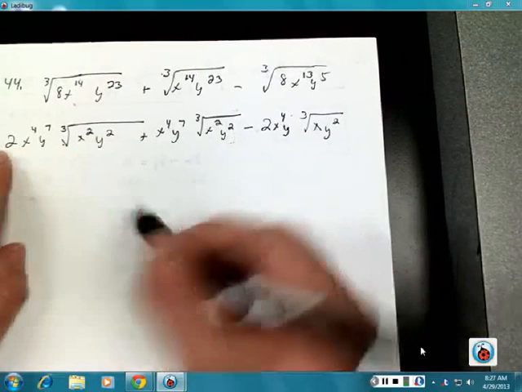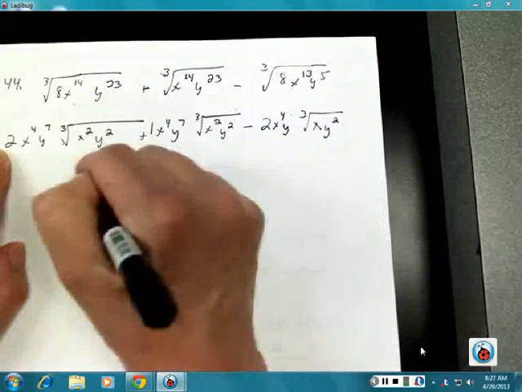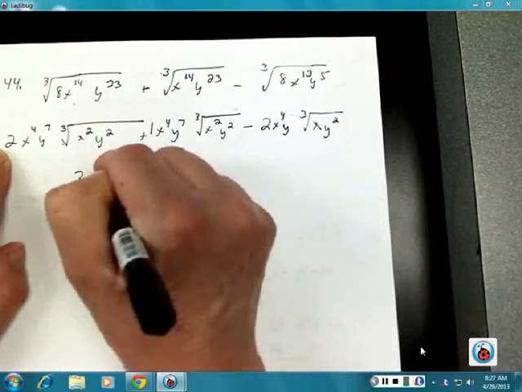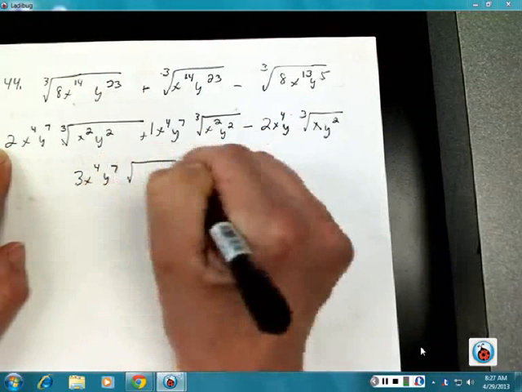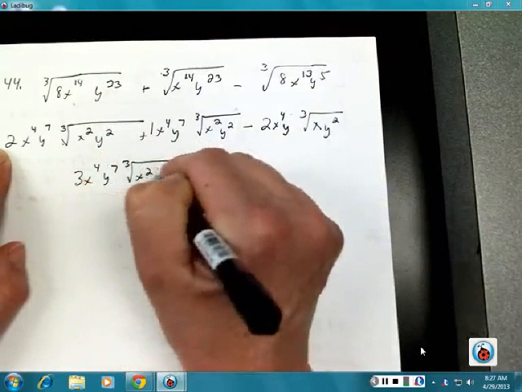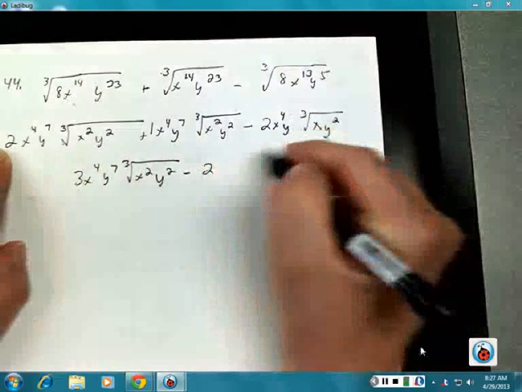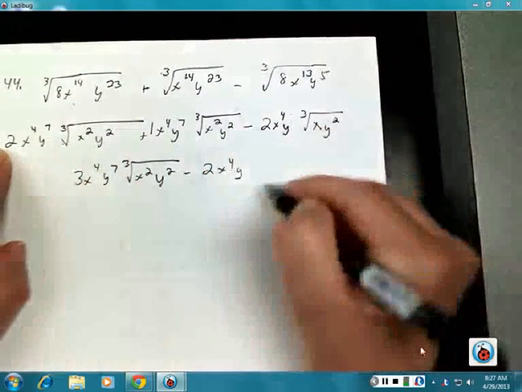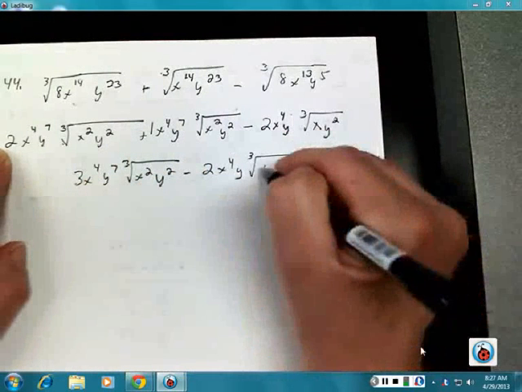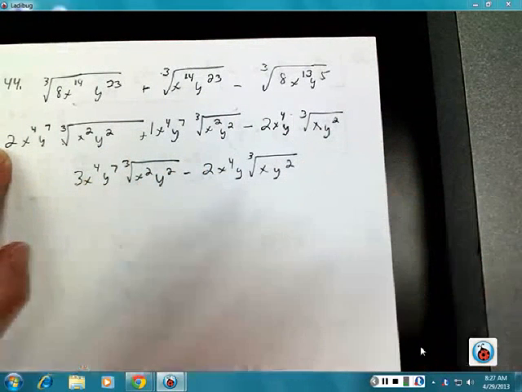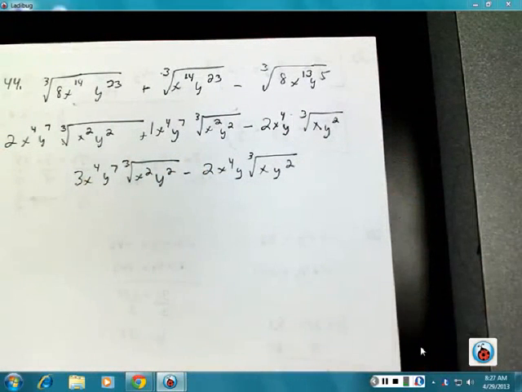So I can add these together. There's a 1 there. So I really have 3x to the 4th, y to the 7th, the cube root of x squared, y squared. This piece can't be added to anything, so it just comes down and it's left there. And so that becomes my answer. So that's what I do. Okay? Make sense now? Hopefully.